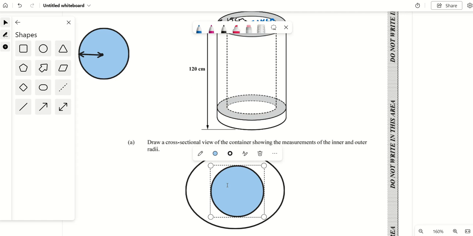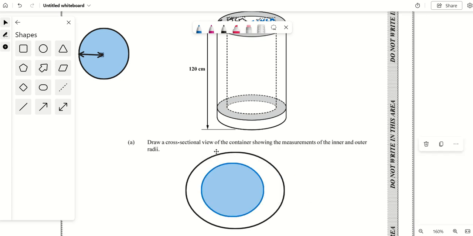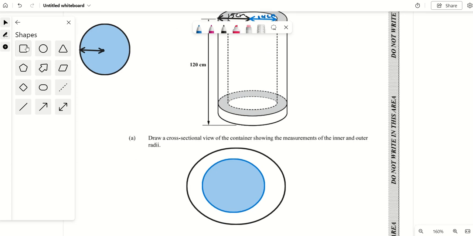Let's make this a little bit bigger. Right there. Actually, let's make this blue. So we know that the black circle is our outer circle and our inner circle is the blue circle. We have the center, so you're going to draw the center of a circle right here. And they told you that your radius from your outer circle to the center, half of the circle, is 15 centimeters.